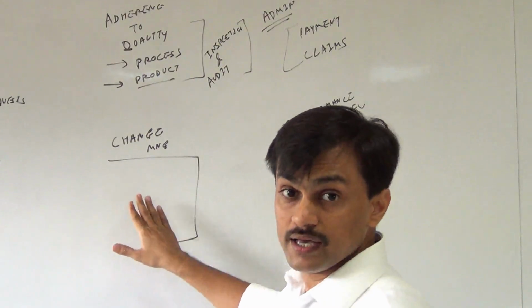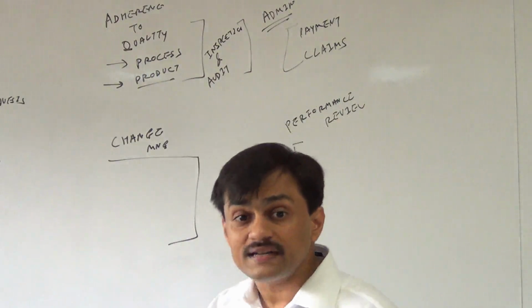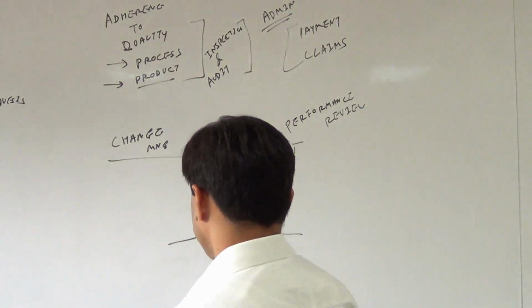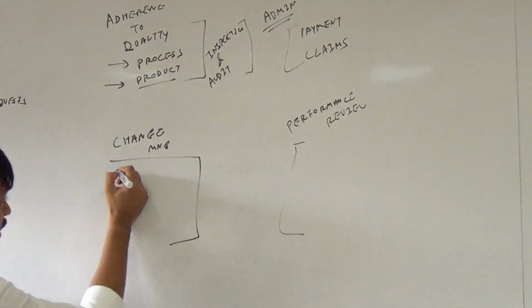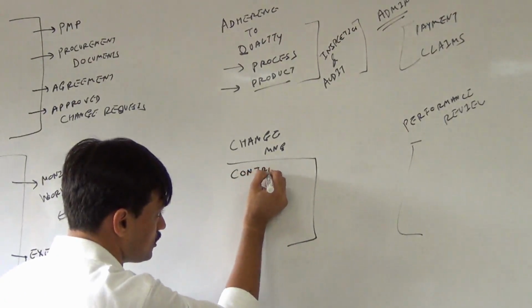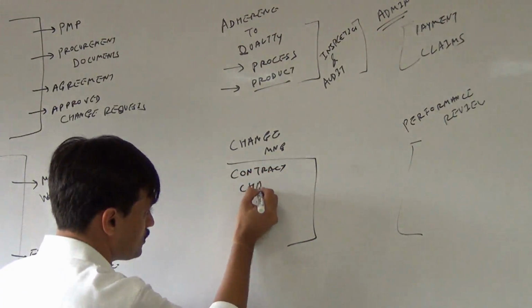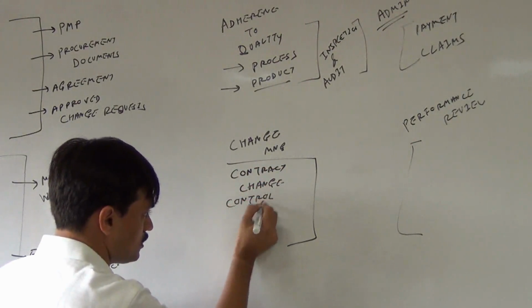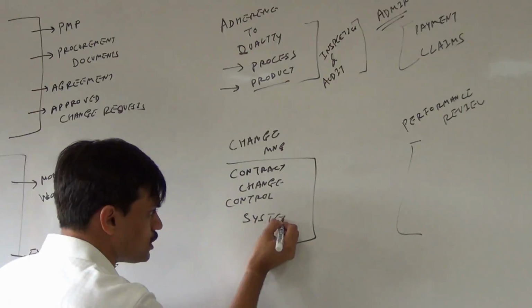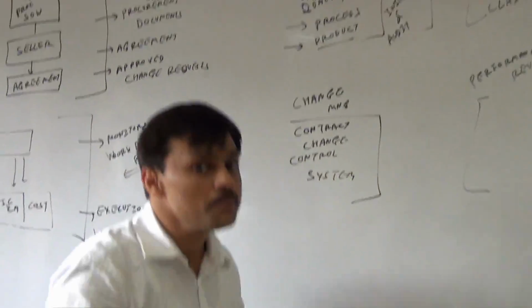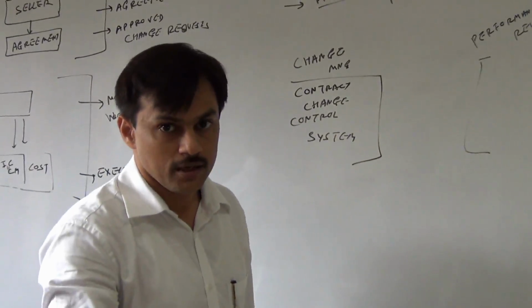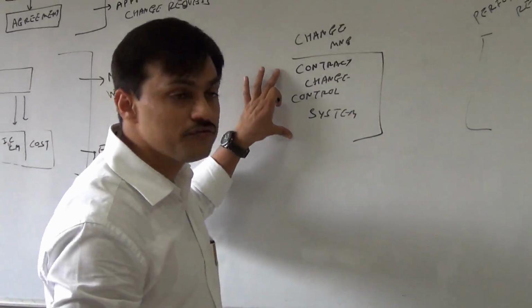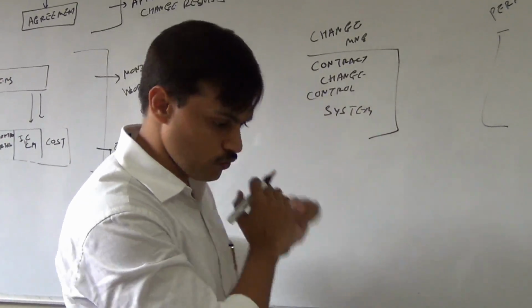Change management. In this, we need to look into contract change control system. Now the contract change control system tells us a system of changing contract. If you want to change the contract, this is the system you need to follow.